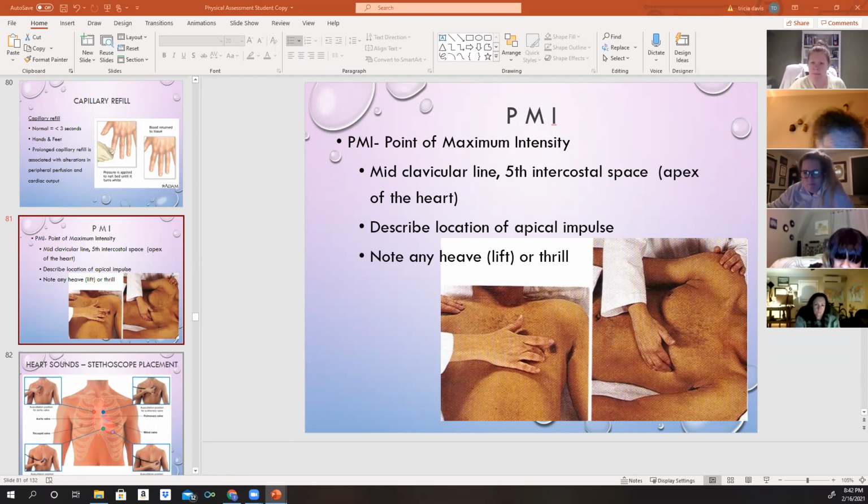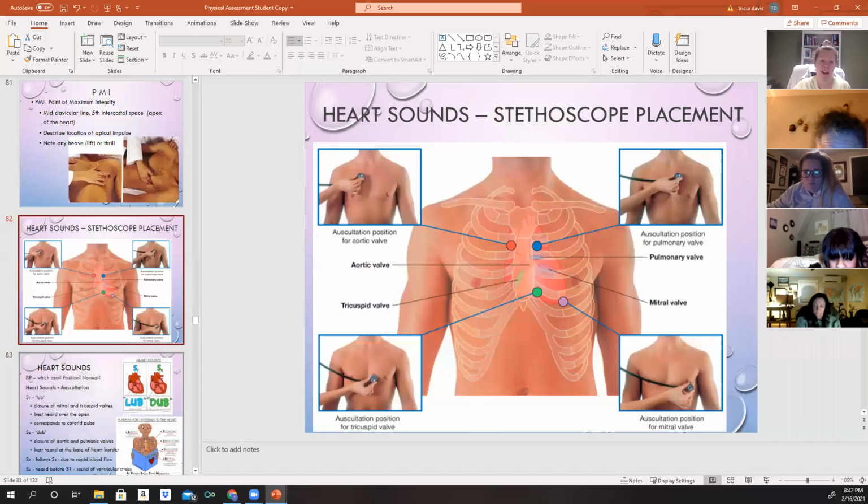So let's see. Mid-clavicular line, fifth intercostal space. Guys got that, right? So these are our heart sounds. Auscultating is used to determine the heart sounds that we hear, and we hear those sounds based upon the opening and closing of those heart valves.